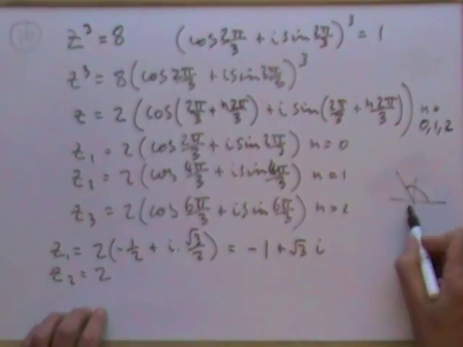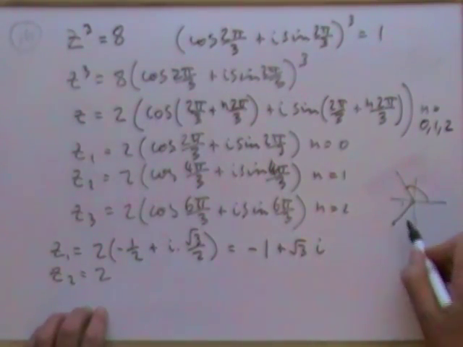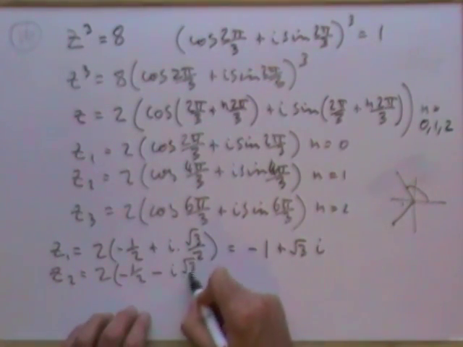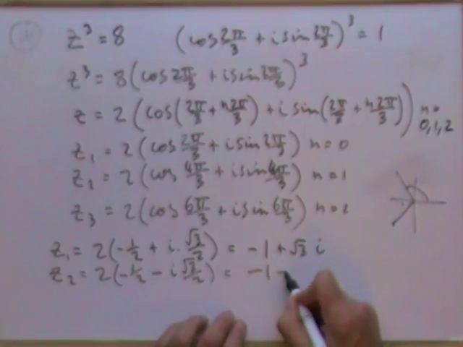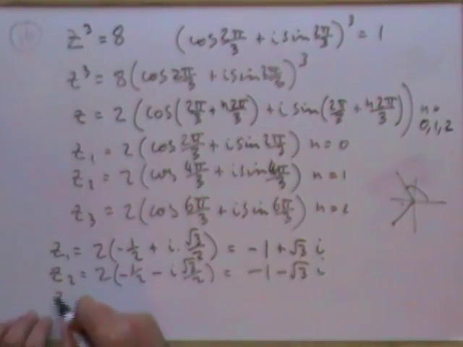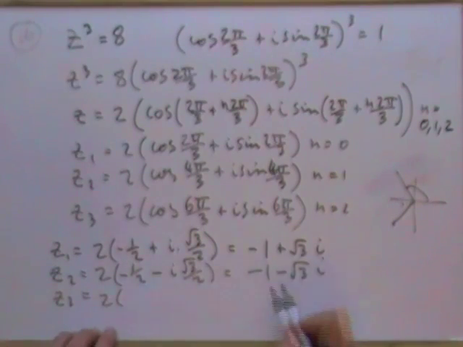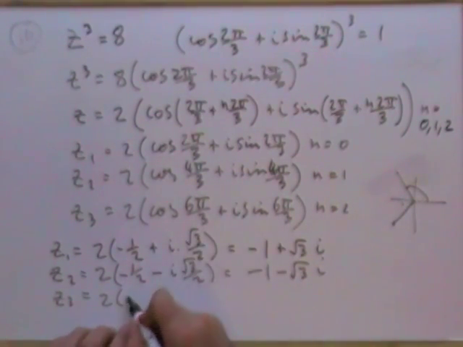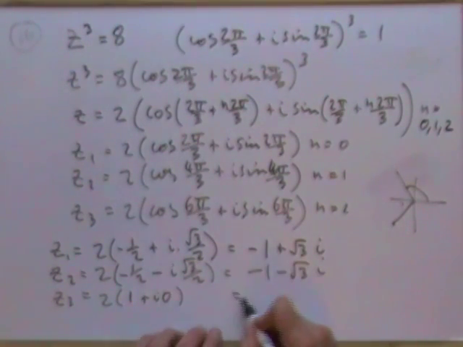Z2, that's just going to be the same. Round to here, it's still the 60 this time, they're both negative. So the cosine's negative and the sine's negative. So that's the negative 1 minus the 2's cancel, root 3i. And the third one, the third root's going to be 2 times, this time it's just cos 2 pi, that's 0. So the cos of 0 is 1, and the sine is 0. So that's just going to be 2. So there's the 3 roots.